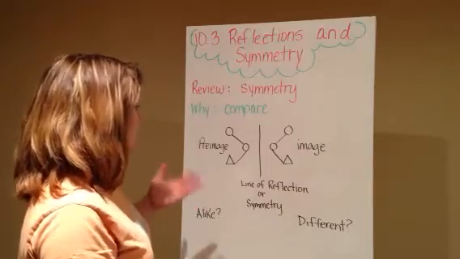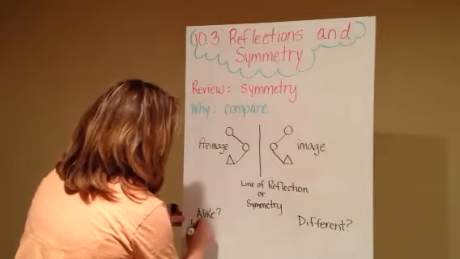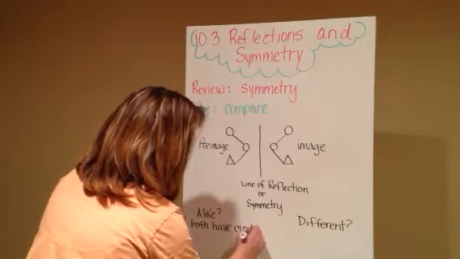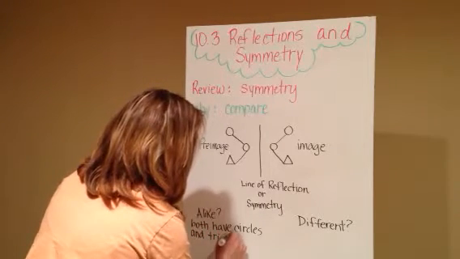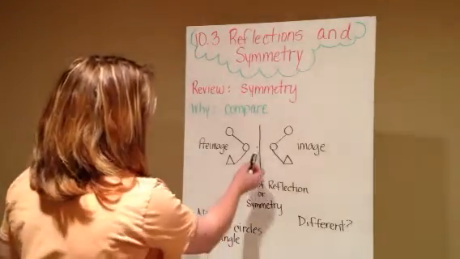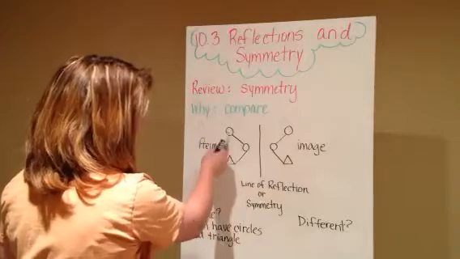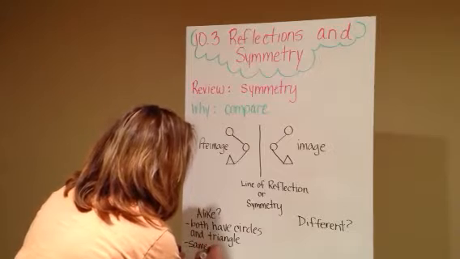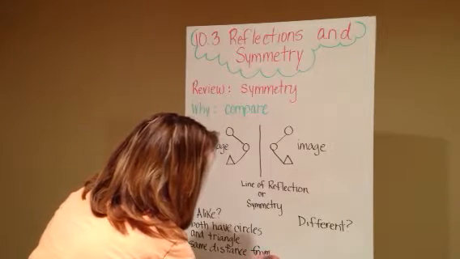So if I think about what's alike, it's the same picture. They both have circles and a triangle. They look about the same distance from our line of reflection on both sides. The shapes look about the same distance. So I'm going to write same distance from line of reflection.